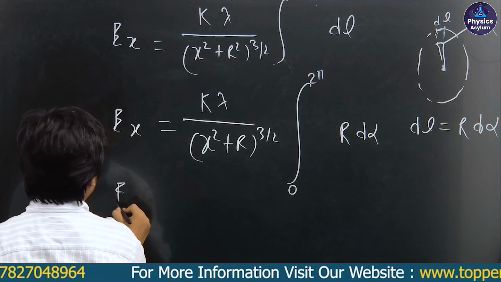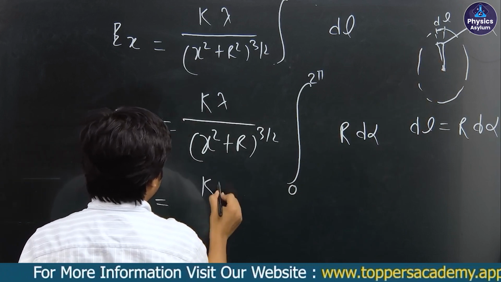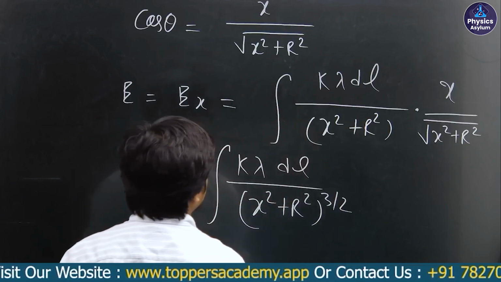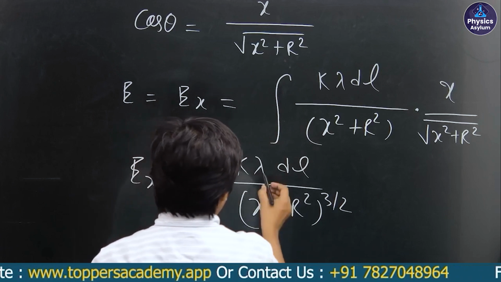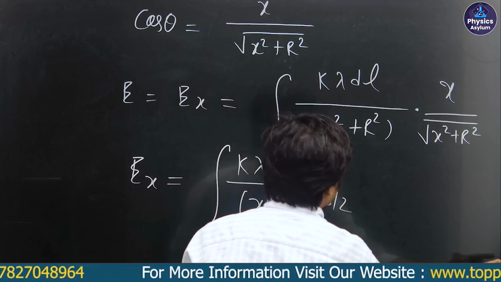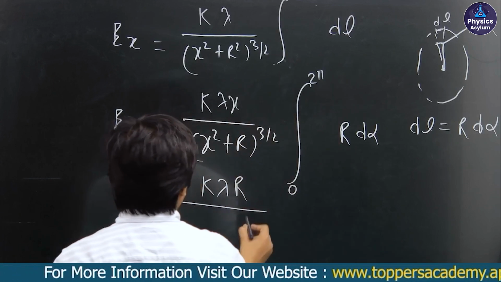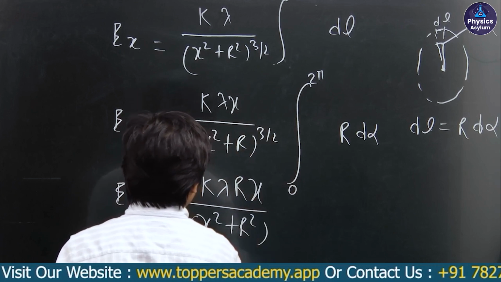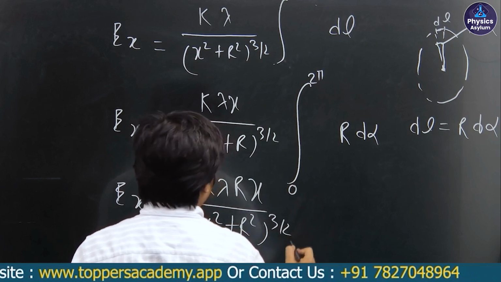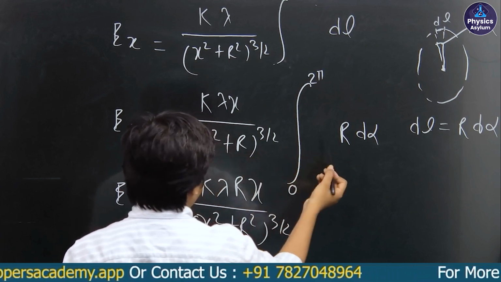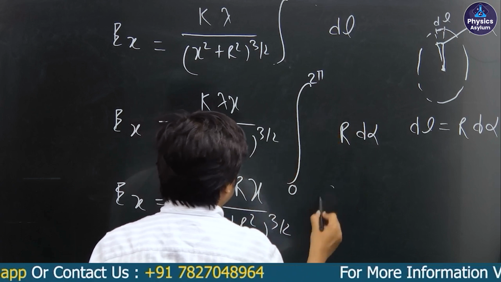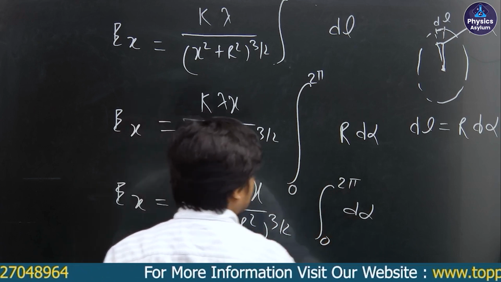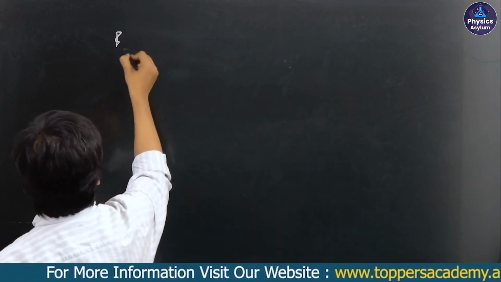So I can write this Ex as k lambda r, and there will be one x also here, so k lambda r x divided by x square plus r square raised to the power 3 by 2. This r comes outside of this integration, and if I integrate this much only, so now the integration is this much only. So you can write that Ex will be equal to what?